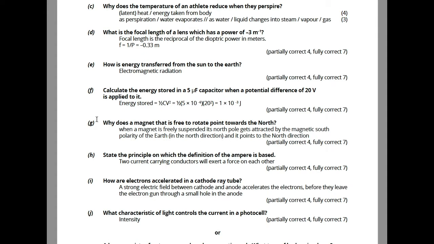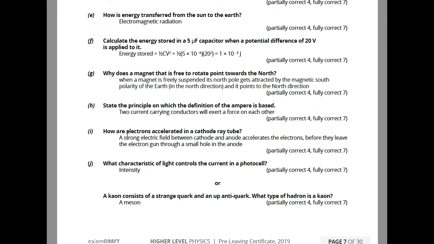How are electrons accelerated in a cathode ray tube? Well, it says by the electric field, the potential difference between the anode and cathode. You can say either. So the electric field between the anode and cathode. How are they emitted, by the way? Thermionic emission.